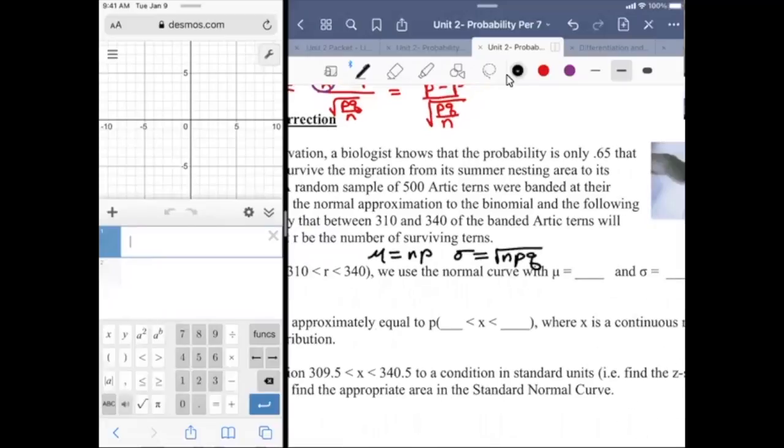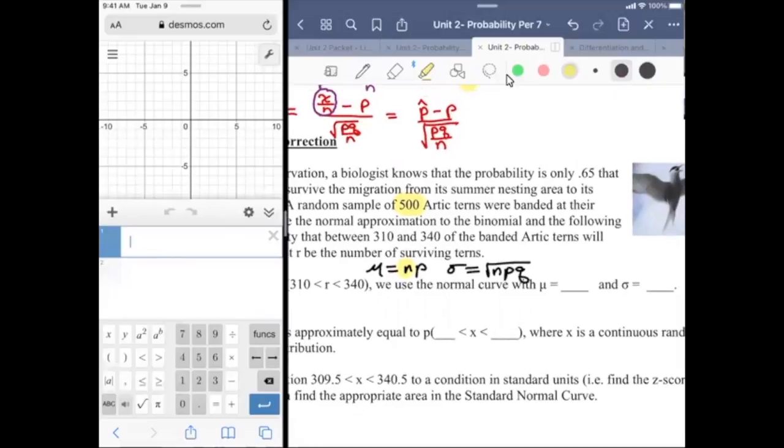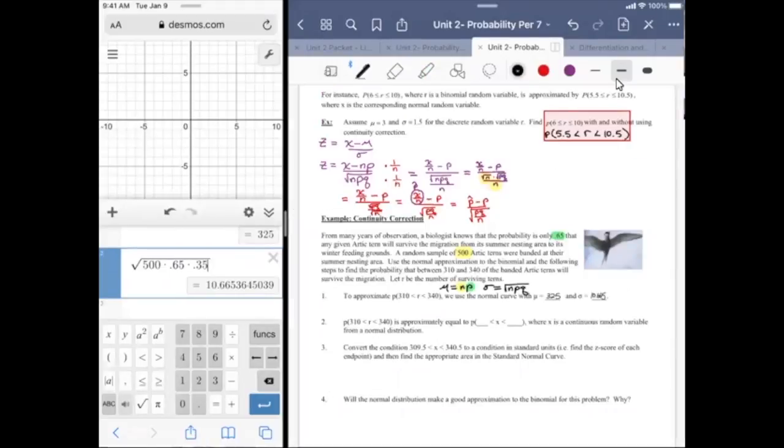So we got 500 as my n value. The probability of success is 0.65. So 500 times 0.65 would be 325. q we know is 1 minus p. So the standard deviation is the square root of 500 times 0.65 times 0.35, about 10.665. Number 2, probability that we're between 310 and 340.